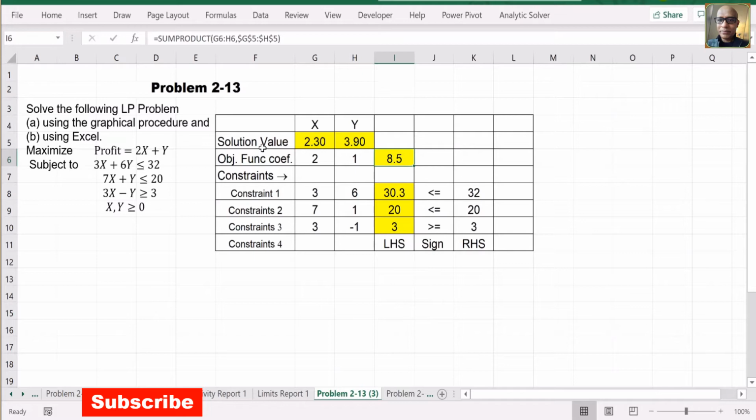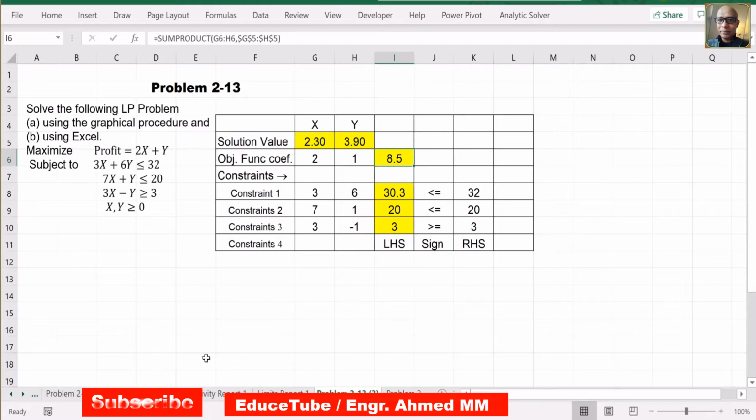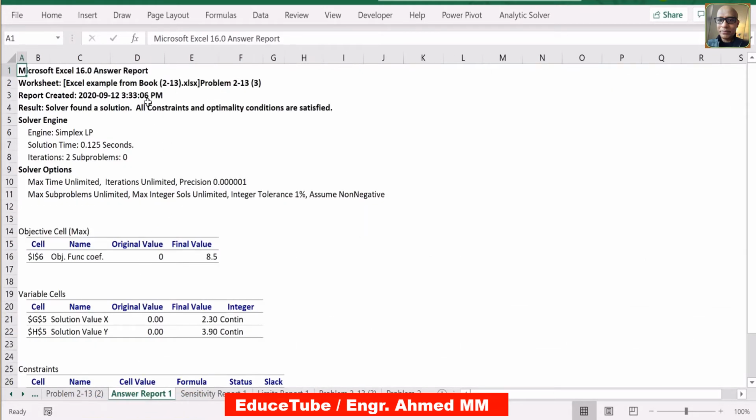So we got the solution value 2.3, 3.9, and the objective function, this profit value in maximized condition, we got 8.5. Other values also generated. So here, as I mentioned before, I asked for some reports, say answer reports. We got this answer report.